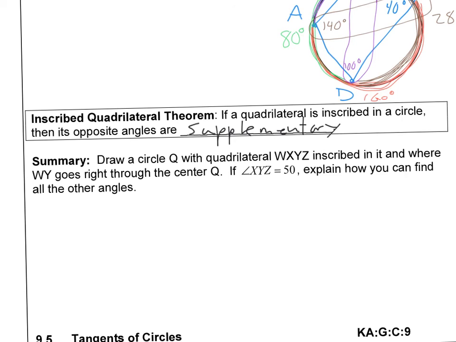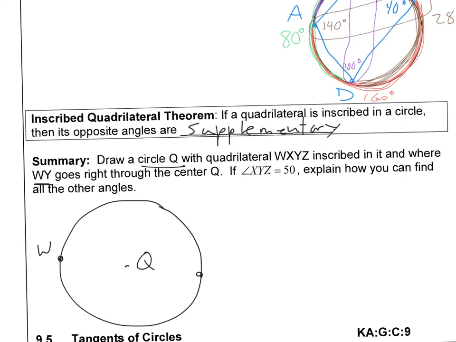So let's just talk about this real quick just to help you draw it. It says draw a circle Q. Okay, so we're going to put in a circle. I know my circles aren't perfect. And its center is Q because we named it circle Q. And it says that it has quadrilateral WXYZ inscribed in it, where WY goes right through the center. So I think I'm actually going to draw W and Y first. So here's W, and here's Y, just so it goes right through the center.